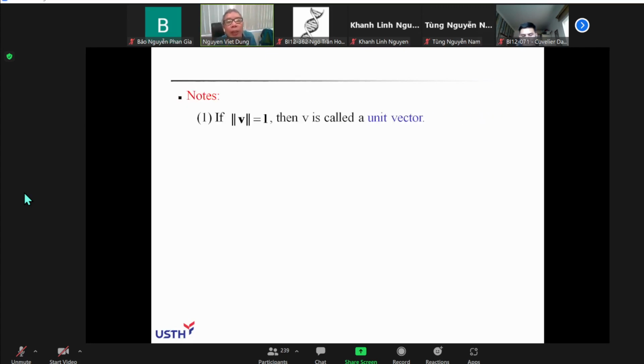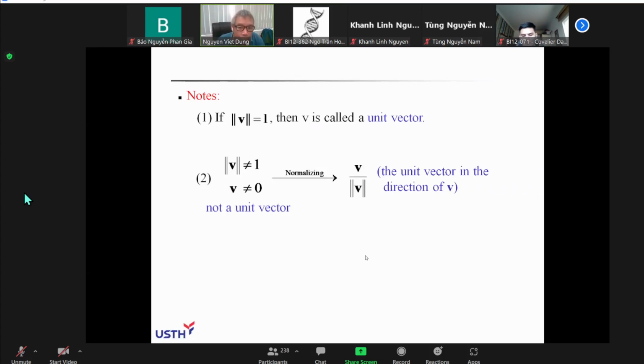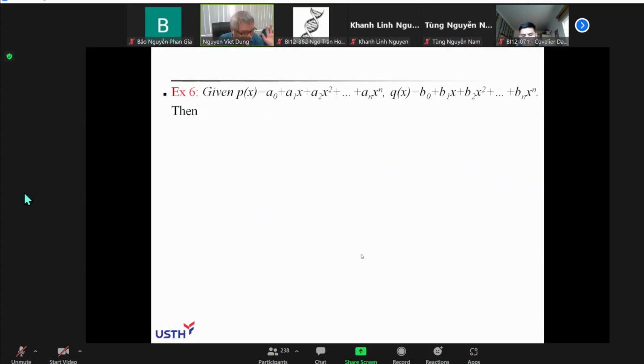And here are some other examples, some other notions, that is unit vector. If v is not yet a unit vector, we can normalize it to get a unit vector in the direction of the vector v. Because we have so many details in it here, and it is almost the end of the class time today, I stop here.